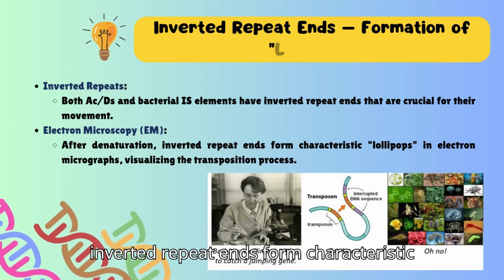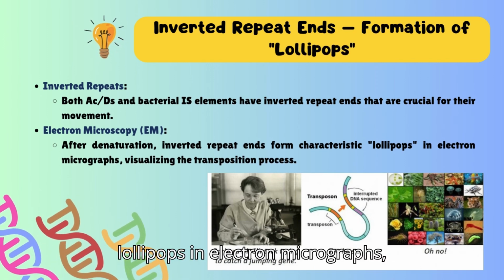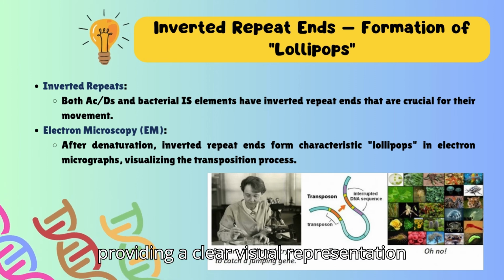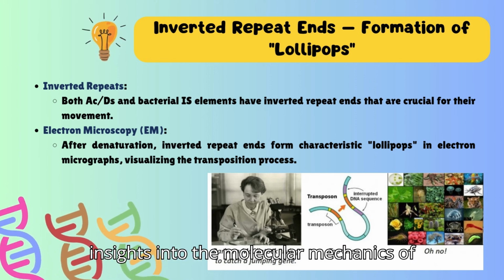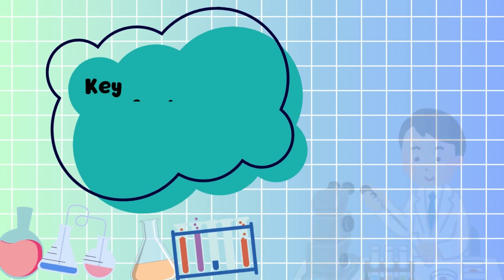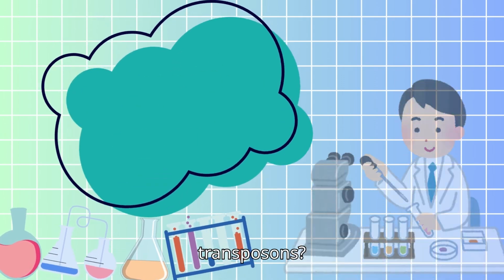After denaturation, inverted repeat ends form characteristic lollipops in electron micrographs, providing a clear visual representation of the transposon's mobility and offering insights into the molecular mechanics of genetic rearrangements. What are the key features and aspects of transposons?